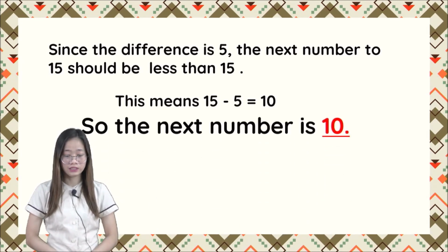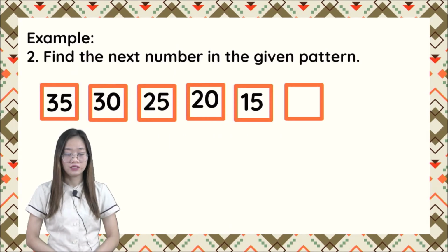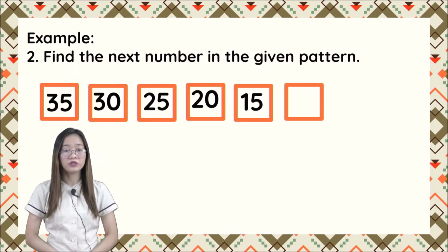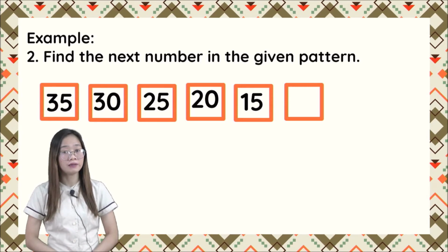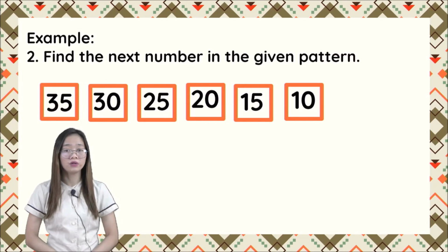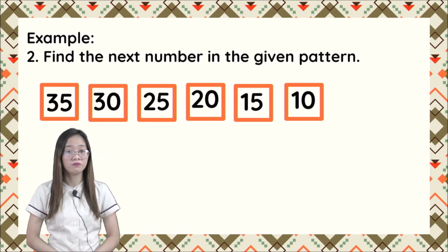So meaning the next number is 10. Here in the pattern, 35, 30, 25, 20, 15. 15 remove 5, so the answer here is 10. So our answer a while ago is correct, okay? The missing number is 10. 15 remove 5 is equal to 10.